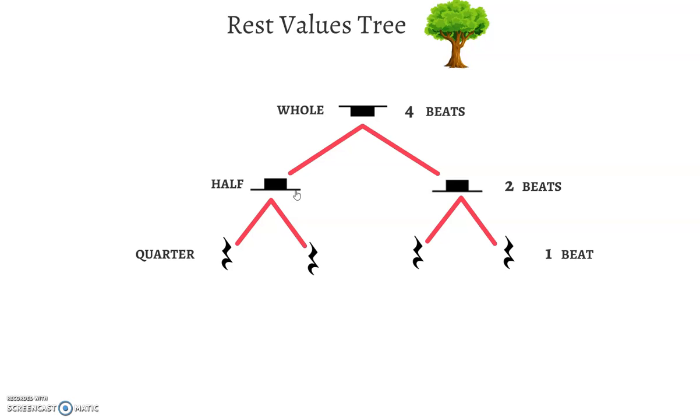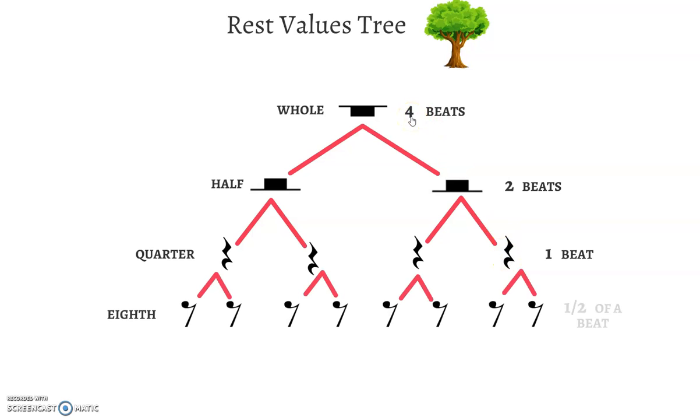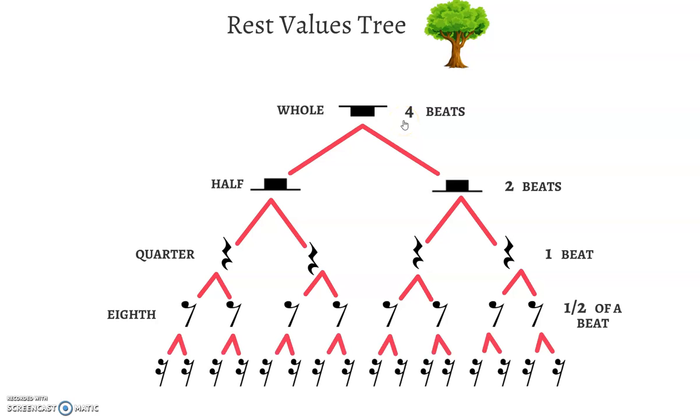And again, every single level adds up to 4. 2 and 2 is 4. 1 plus 1 plus 1 plus 1 is 4. Half plus half plus half plus half plus half plus half plus half plus half equals 4. And our final level, 16th rests, each of them gets 1/4 of a beat. So this is the exact same thing as the note values tree, but the symbols all look different. We have whole, and the next level down half, next level down quarter, next level down eighth, next level down 16th, and all of the values 4, 2, 1, half, and 1/4 are the same as it was on the previous screen.